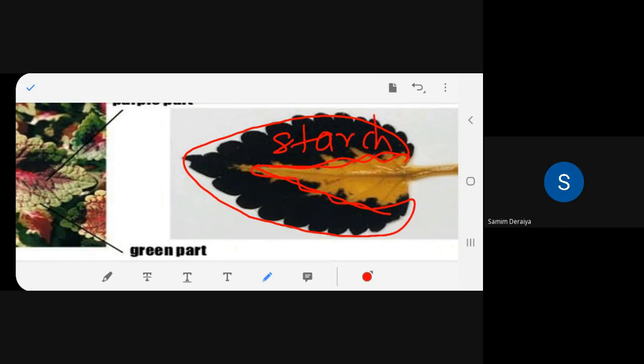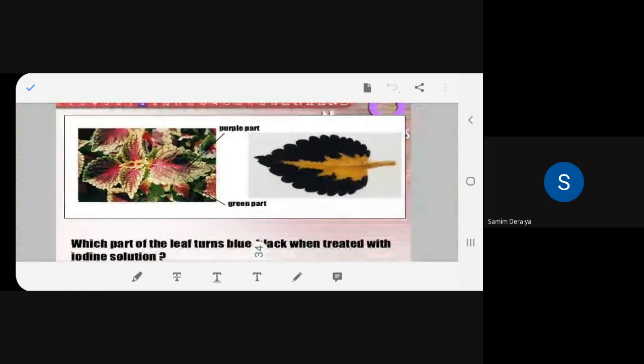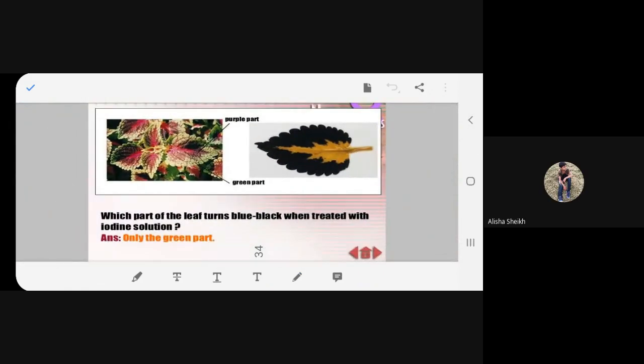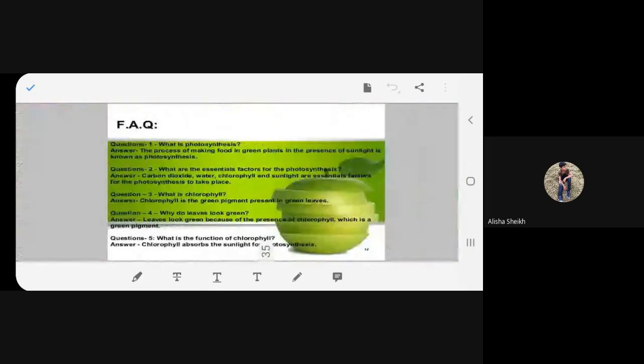Starch changes to blue black in presence of iodine. Do you understand? Yes, ma'am. Any problem in understanding? No, ma'am. Nicely understood? Okay. So when we meet, we will do all these experiments in the school, okay? Okay, ma'am.